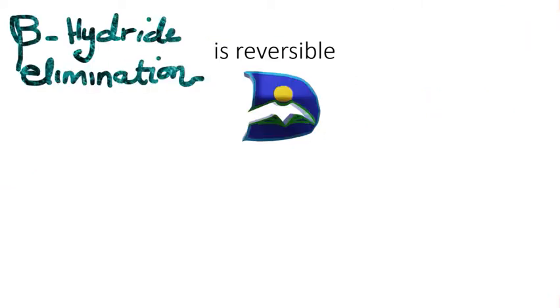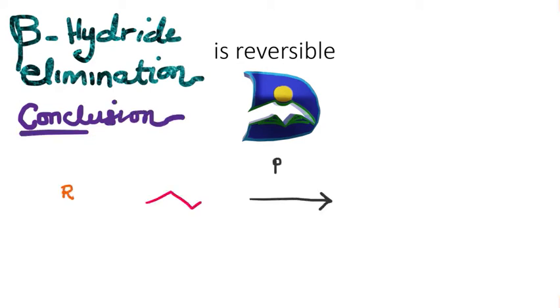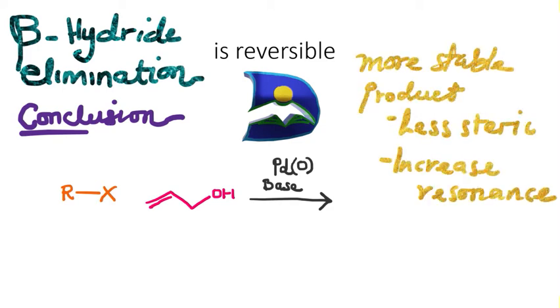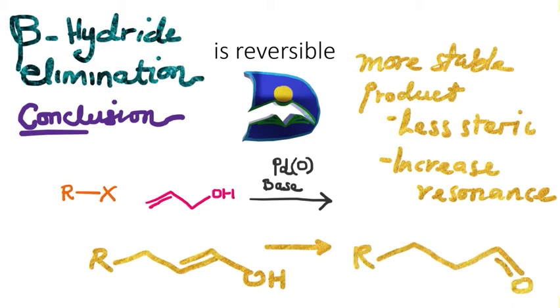So in conclusion, the beta-hydride elimination is reversible of course, and by introducing our two main reactants in the presence of palladium and a base, we form a product due to that particular step, beta-hydride elimination, that will have not only less sterics but also increased resonance in the product. Therefore we will rather produce an enol that leads to an aldehyde, compared to the other step where we couldn't achieve this product but rather create a more sterically influenced side product that is not really favorable, or a side product that has less resonance.